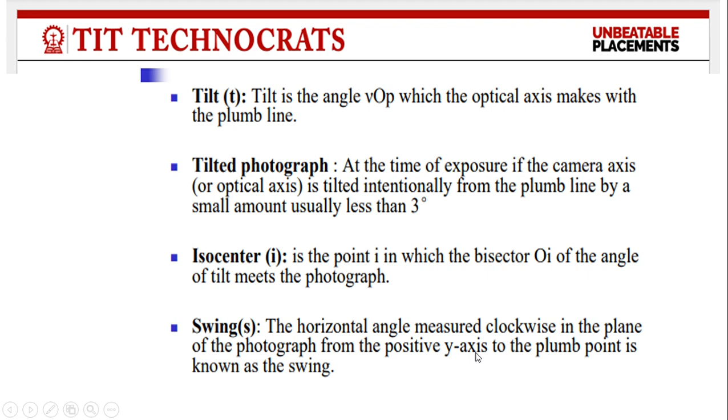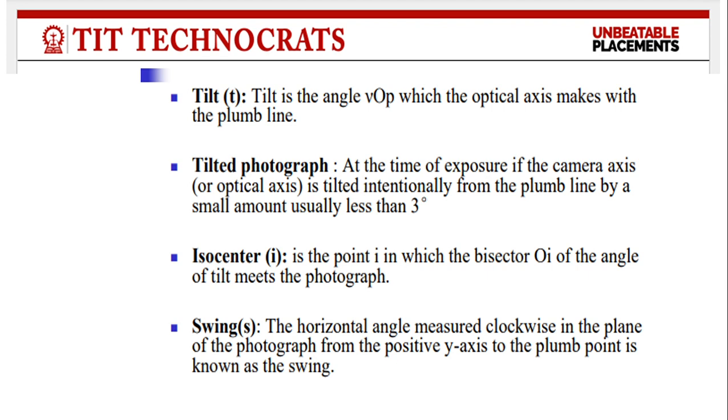Then tilt. Tilt is the angle with the plumb line. Then there can be a tilted photograph: at the time of exposure, if the camera axis is tilted intentionally from the plumb line by a small amount, usually less than 3 degrees, it is known as a tilted photograph. Then isocenter is the point I in which the bisector of the angle of tilt meets the photograph.